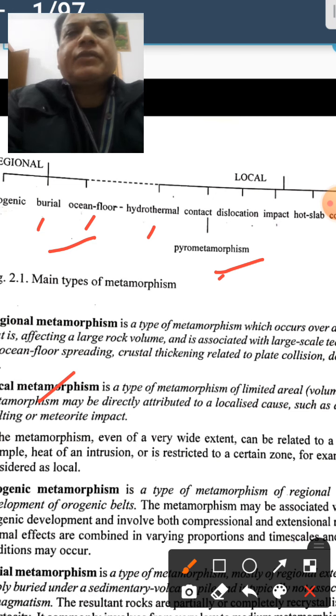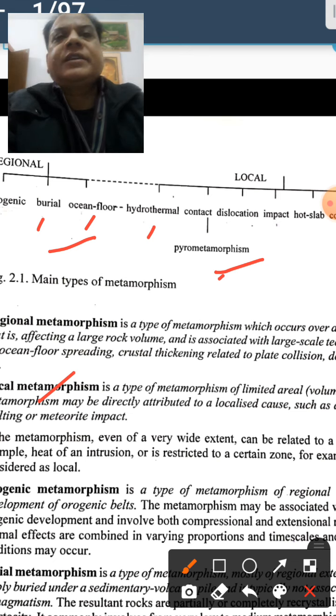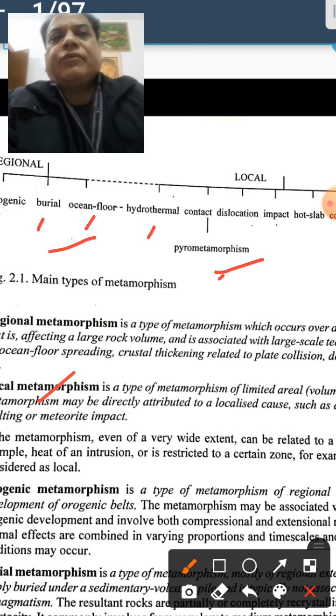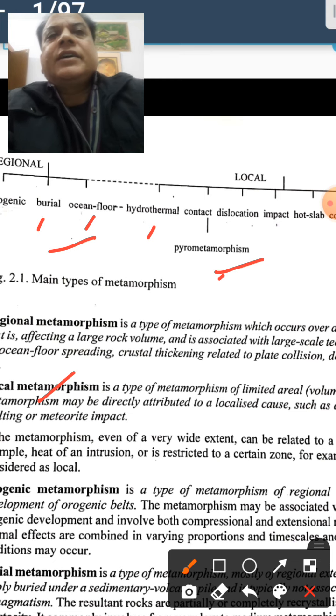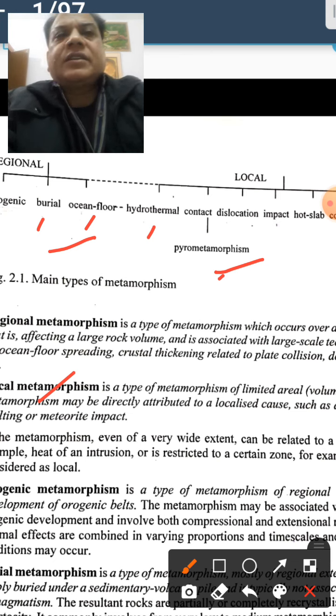So the most important, famous impact site in the world is the Meteor Crater in Arizona, USA. It has been noticed and studied, and found that this is due to the impact of an extraterrestrial body, that is a meteorite, and the change in the rocks has been named extraterrestrial metamorphism.